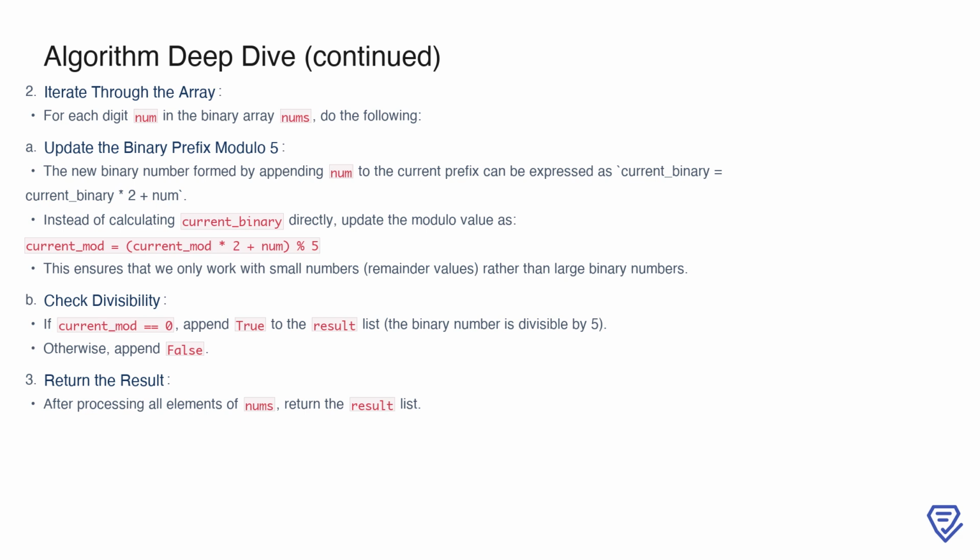After updating the modulo, we check divisibility. If current_mod is 0, it means the binary number represented by the current prefix is divisible by 5, and we append true to the result list. Otherwise, we append false. Once all digits have been processed, the result list, containing the Boolean values for all prefixes, is returned as the output.